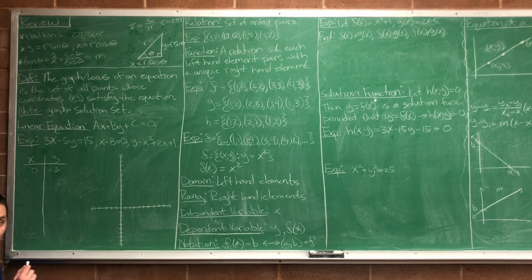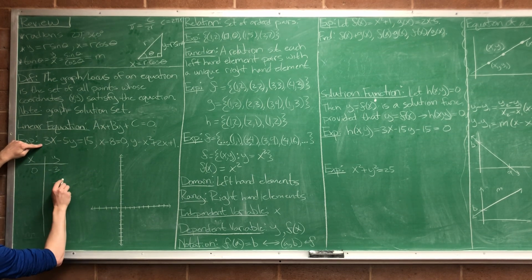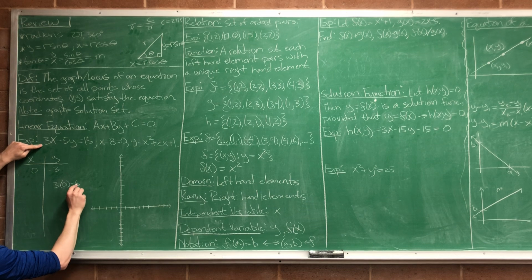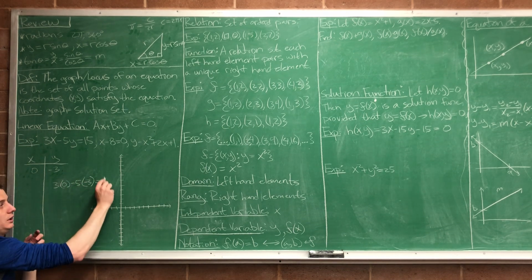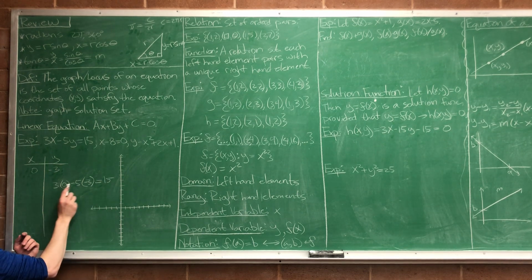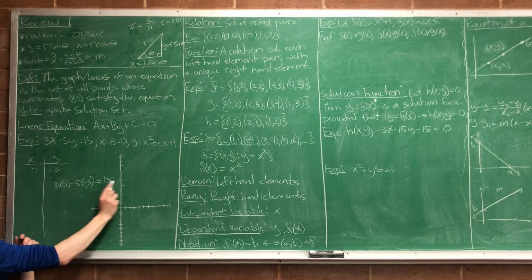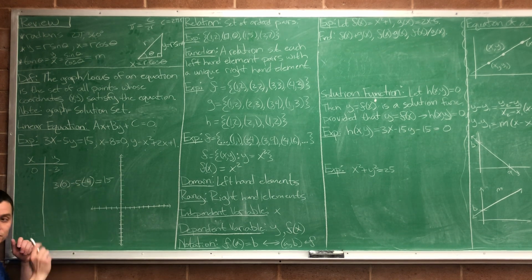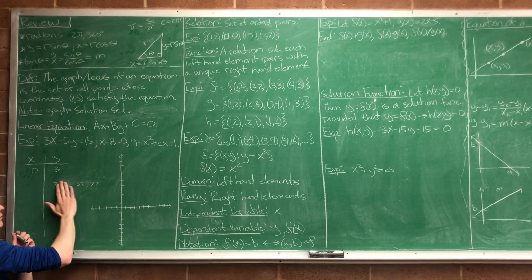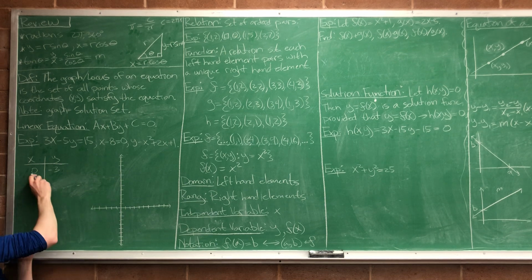In case I lost you in what we did there, notice what happens when you plug these numbers back in, it makes the equation true. If I take 3 times 0, and I minus 5 times negative 3, what does that equal? 15. So plugging in 0 and negative 3 for x and y satisfies the equation. Notice that plugging in 0 and negative 4 does not satisfy the equation. So this will not be a point. So we found the point 0, negative 3.